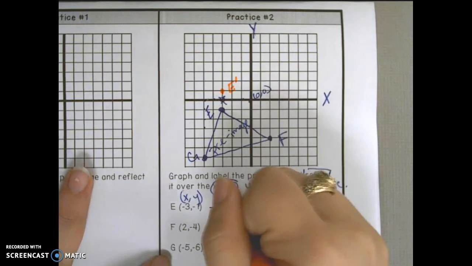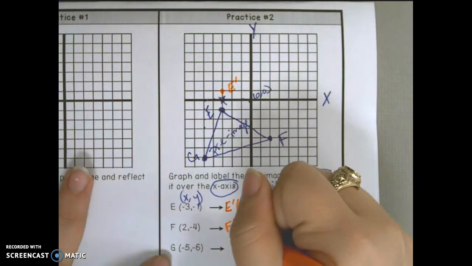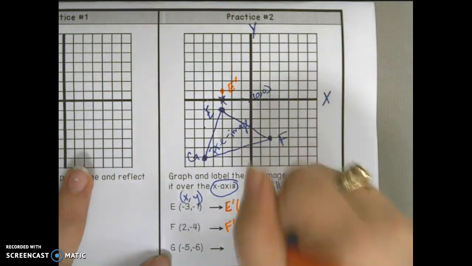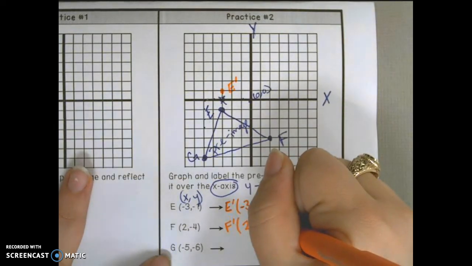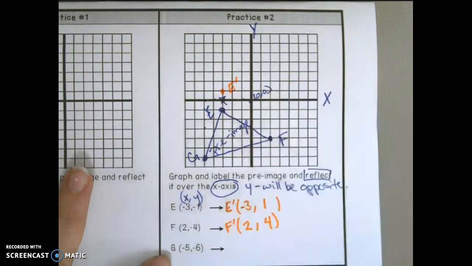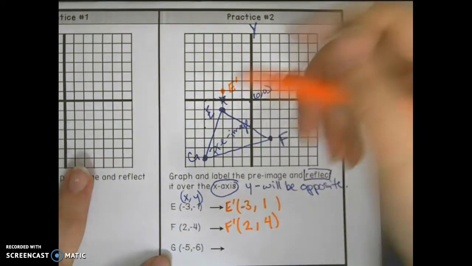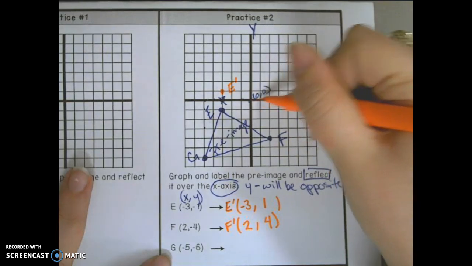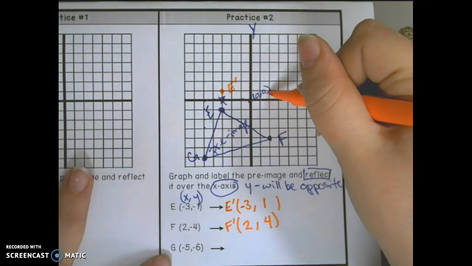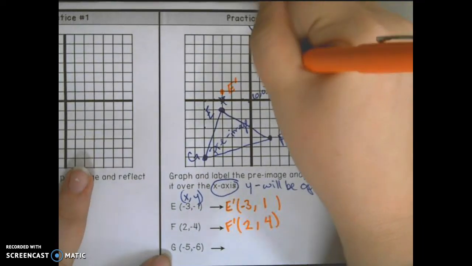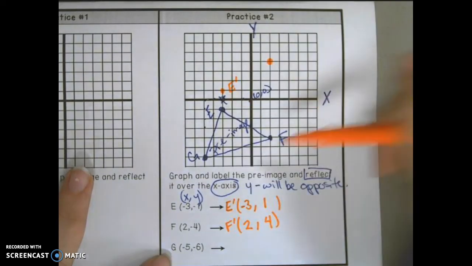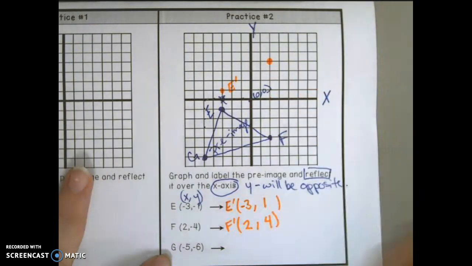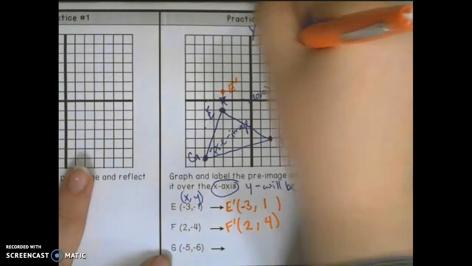For my F primed, I will have my x stay the same, because it's over the x-axis. And then my y will be opposite. Opposite of a negative 4 is a positive 4. So I should have my F at a positive 2x, so 1, 2, and then 4, 1, 2, 3, 4. Opposite side of our line. So that is my F primed.